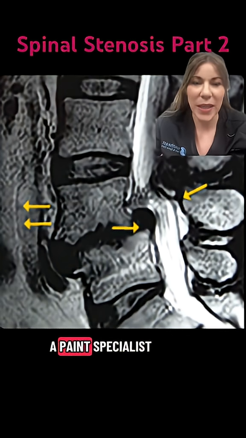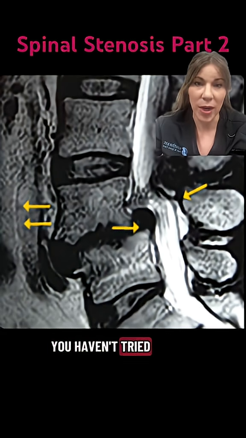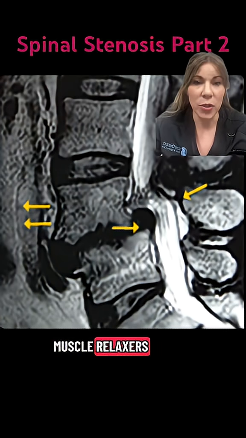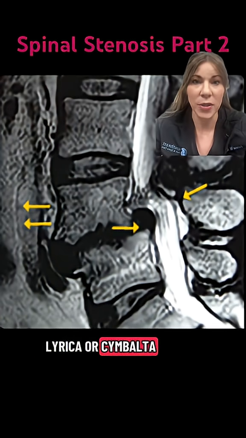If you see a pain specialist for any of these causes of spinal stenosis and they find these on your MRI, they're going to recommend physical therapy if you haven't tried that before. They may recommend medications like muscle relaxers, anti-inflammatories, or anti-neuropathics like gabapentin, Lyrica, or Cymbalta.